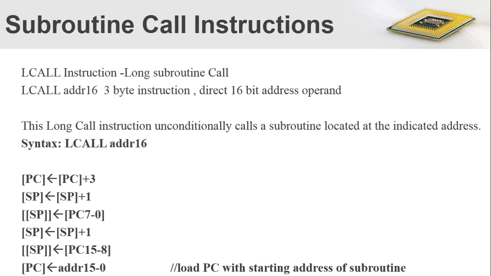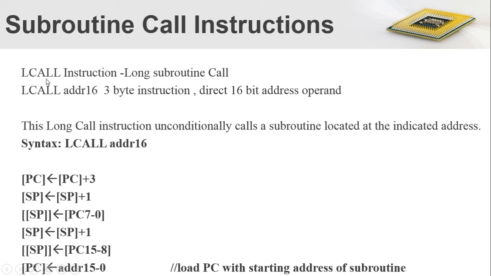Here, for supporting such subroutine call instructions, we have two types of call instruction, that is LCALL and ACALL. LCALL means a long call instruction. That means this is a 3-byte instruction. The main program from which a subroutine is called and the called subroutine code may both be present anywhere in the 64 KB of memory. That is why such a type of call is indicated by the LCALL instruction.